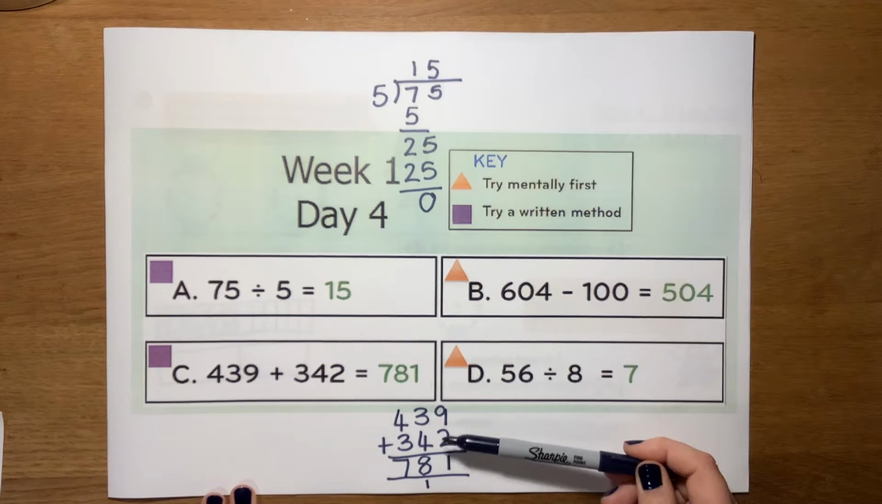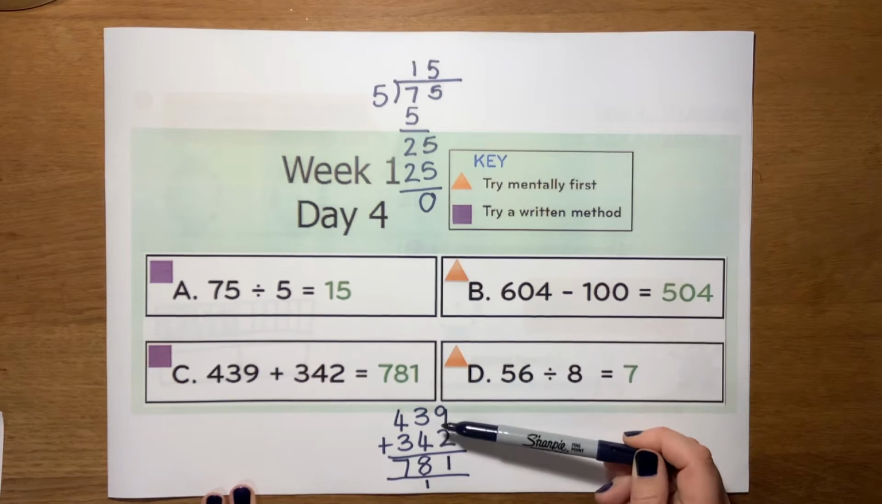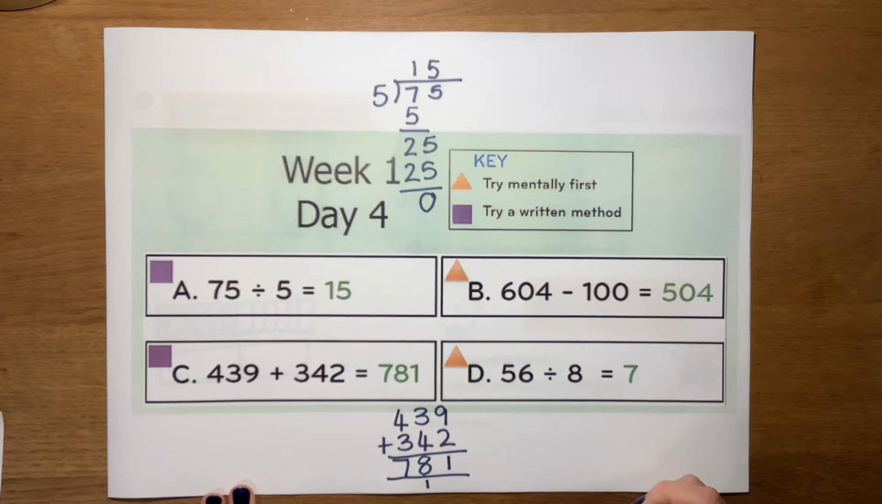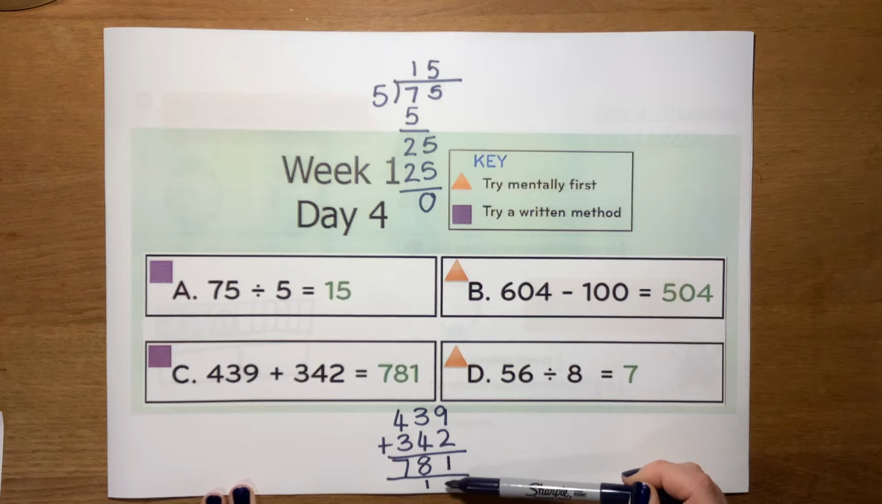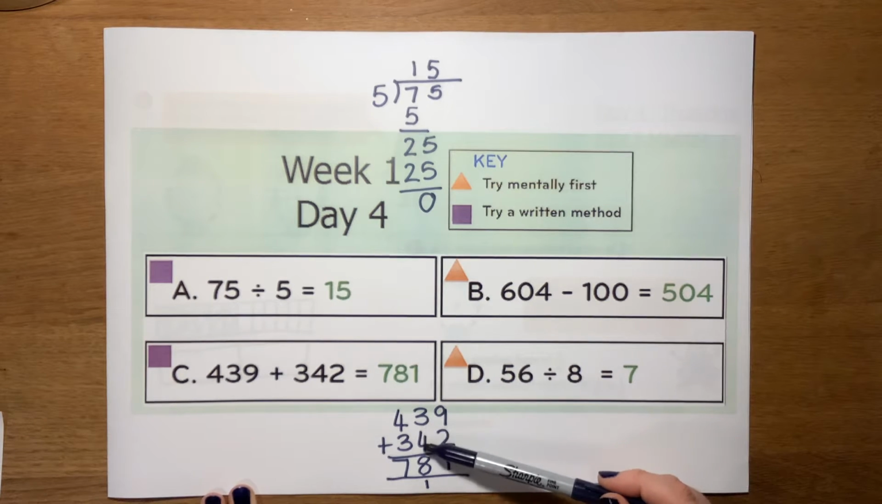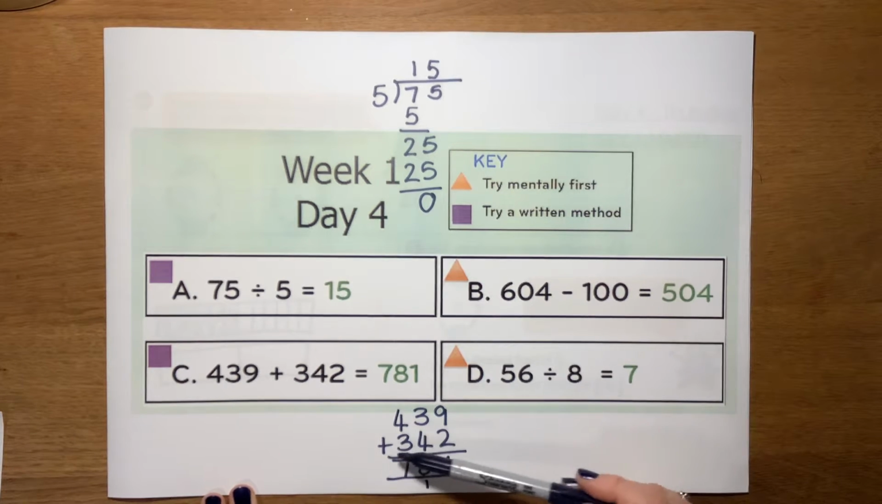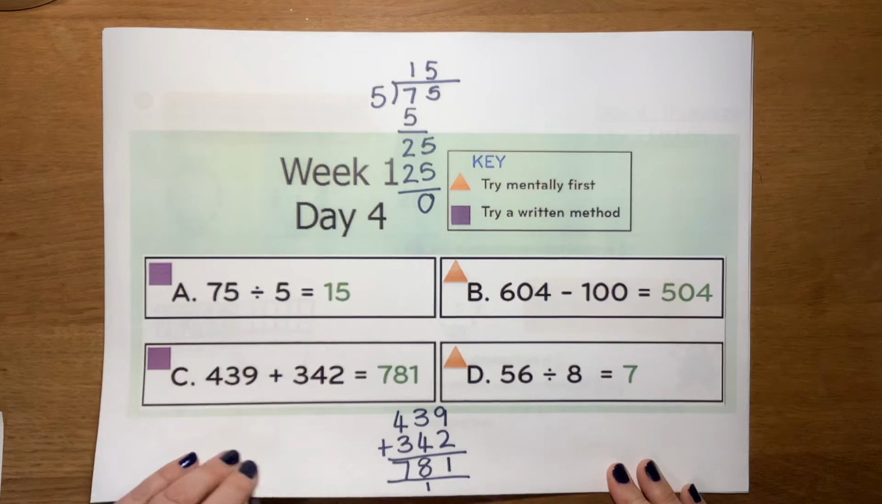And then you're asked to use a written method for addition. 439 plus 342. 2 ones plus 9 ones is 11 ones, which is the same as 1 ten and 1 one. Adding 3 tens, 4 tens and 1 ten is 8 tens. And 400s plus 300s is 700s.